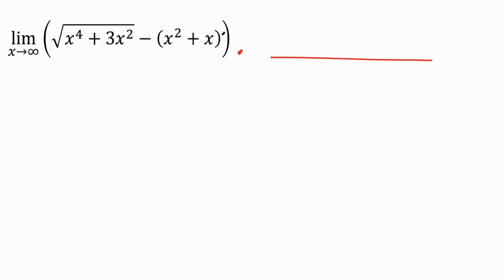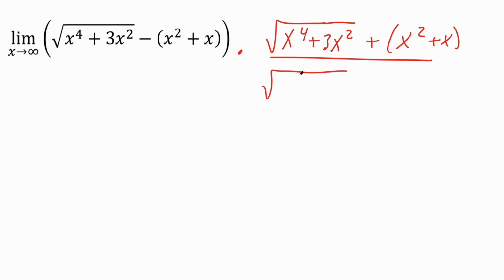So this piece right here remains the same. The square root of x raised to 4 plus 3x squared. Instead of a minus, you're going to do the opposite. You'll say plus, because you're multiplying by the conjugate. Parentheses x squared plus x, close it. If you do it on the numerator, you also have to do the exact same thing on the denominator.